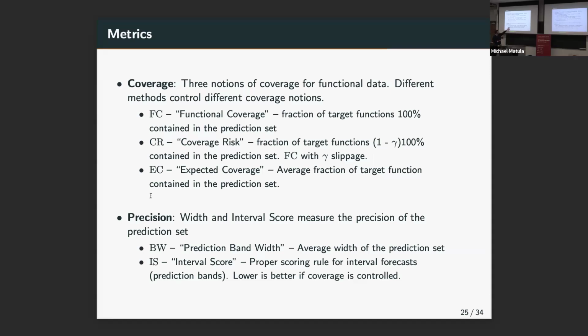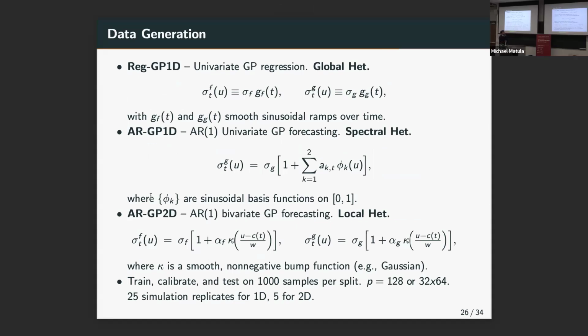And we also looked at the interval score as a proper score and rule for evaluating interval forecast. And in this case, lower is going to be better for the interval score as long as you are still covering the target. Okay, we generated the data under three different heteroscedasticity settings. The first one is the one that essentially everyone always uses by just inflating the global variance of the functional data. But we also looked at inducing spectral heterogeneity, so having a Fourier approximation to the error function, and then rotating the coefficients around that to get a kind of a weirdly evolving process. And then we also looked at a two-dimensional local heterogeneity, which has introduced a sigma bump, basically.